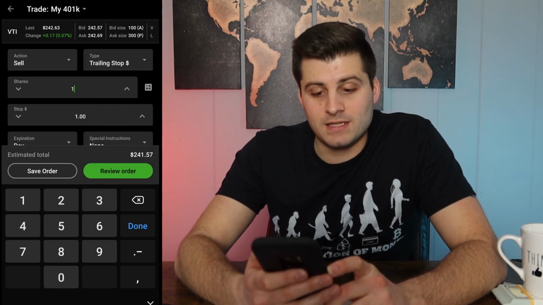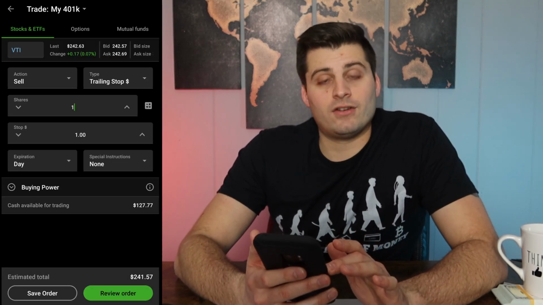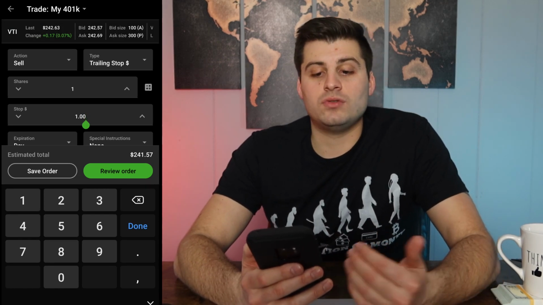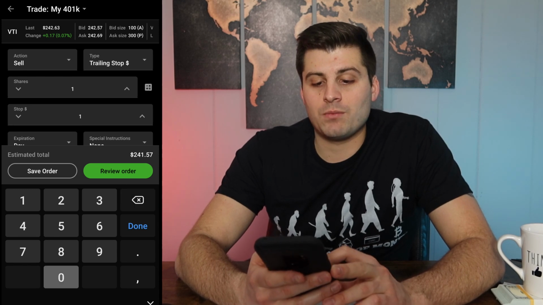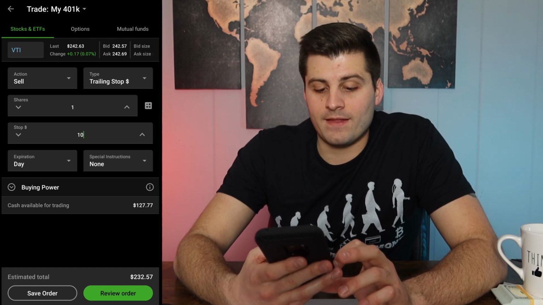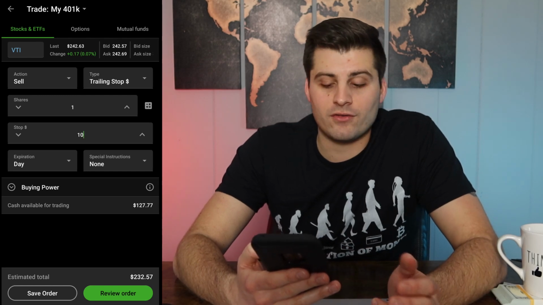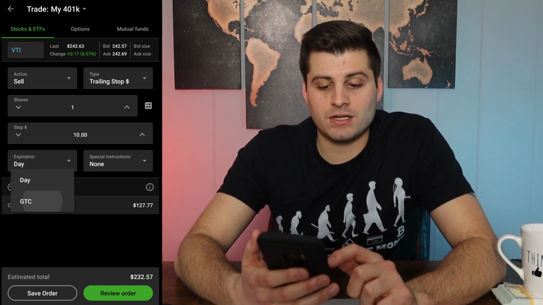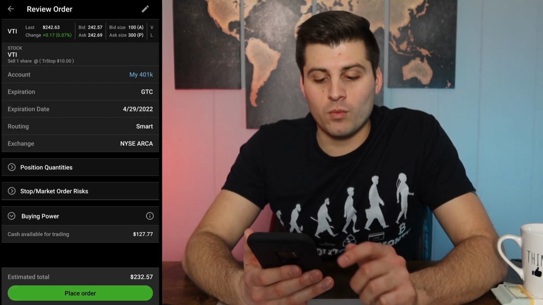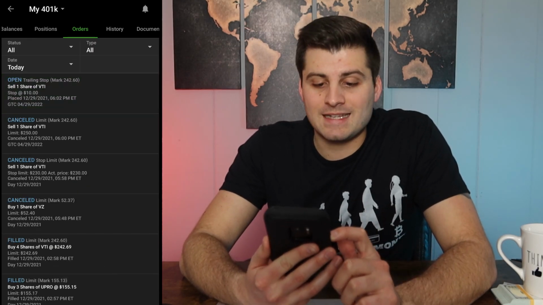We're going to hit trailing stop dollar, and then you can see it gives us the shares, which is already one, but then right here it says stop dollars. So at $1, this is saying that it's going to sell if it goes down by $1. Let's say we want to have the trailing stop at $10. So we're going to hit done, and then you can see our estimated total. It would sell right now for $232.57. We're going to hit the expiration till good till cancel. We'll keep it at April 29th. So we're going to hit review order. We're going to hit place order. And then you can see right there we have a stop loss at $10.